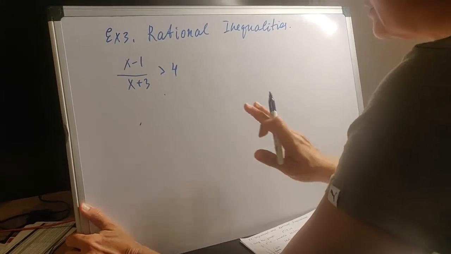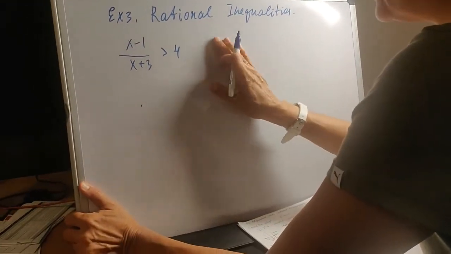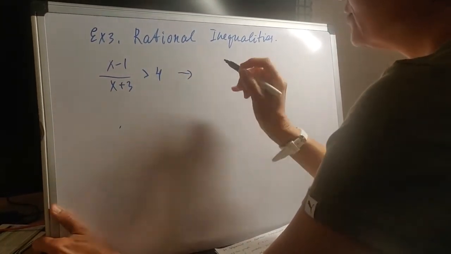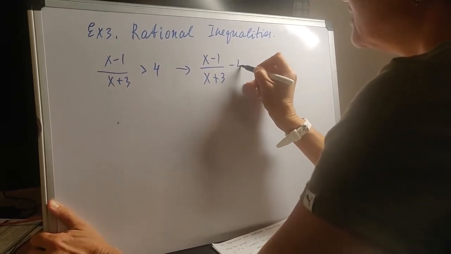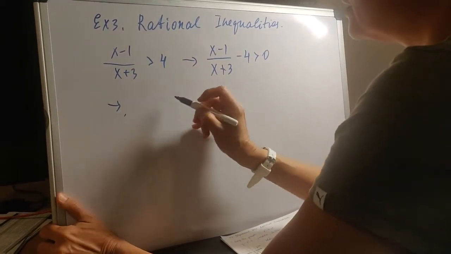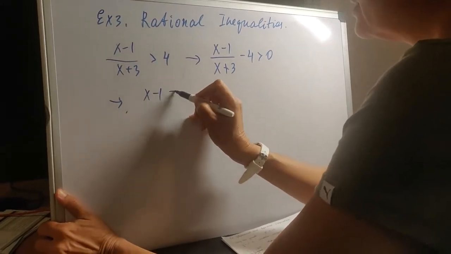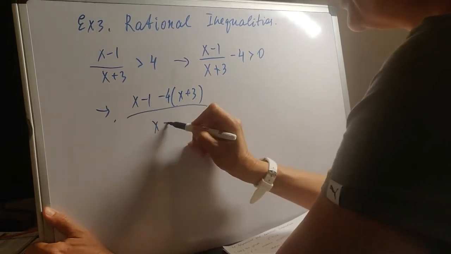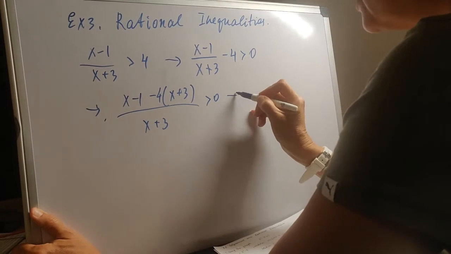Step number 1, compare everything to 0. Again, everything is easy to compare to 0 and not that easy to compare to anything else. So I'm going to move this 4 to the left side of my inequality. It's x minus 1 over x plus 3 minus 4 greater than 0. Now, step number 2, simplify the result. So I'm going to multiply this 4 by x plus 3. So it's x minus 1 minus 4 times x plus 3, divided over x plus 3, greater than 0. I'm going to simplify it further.